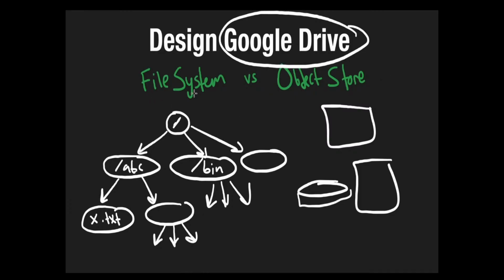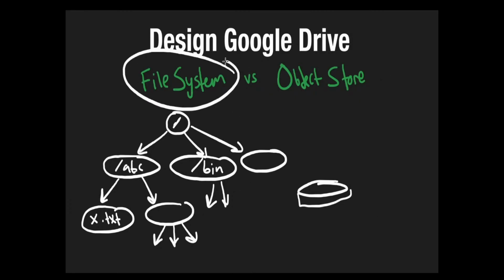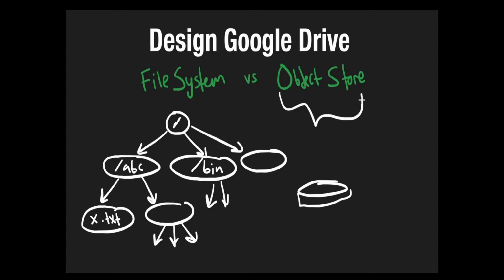Now, another benefit of a file system is that you can actually modify files. Like you can actually edit a file. You can't really do that in an object store. Files are immutable. You can delete a file and then create a new one, but you can't really edit an existing file. But since we're not really focusing on editing files, that won't be super important for us to go in depth into.